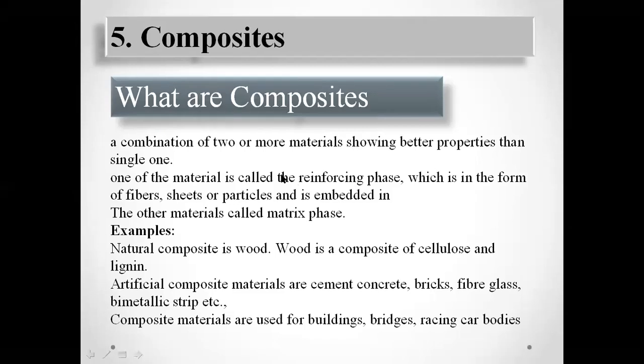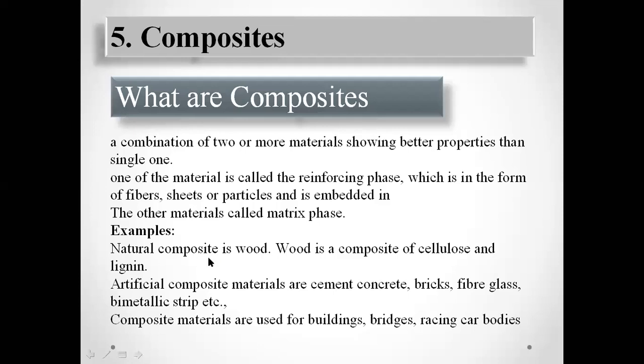In this class of composite materials, there are two types of materials. One is called the reinforcing phase, and another one is the matrix phase. So we are going to classify these based on the reinforcing phase or matrix phase. Some examples are plywood, which we use regularly in day-to-day life. It's not made of a single wood; it is made of layers and layers of different types of wood. This is a composite material. Then there are artificial composite materials like concrete, bricks, fiberglass, and other kinds of materials. We are going to see how they are classified and where they are applied.